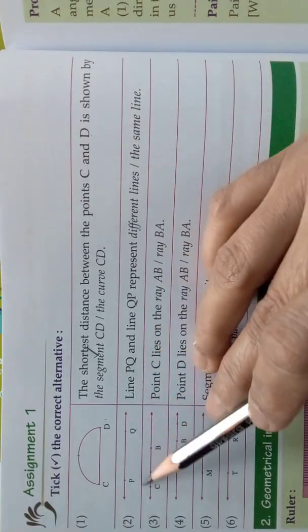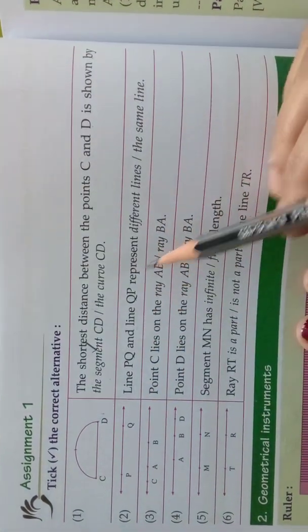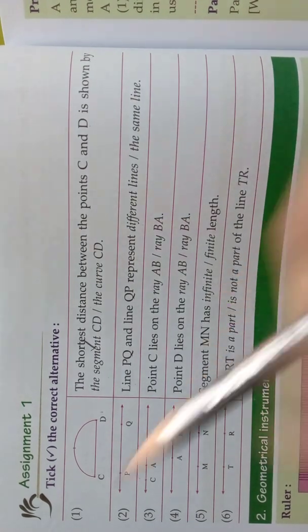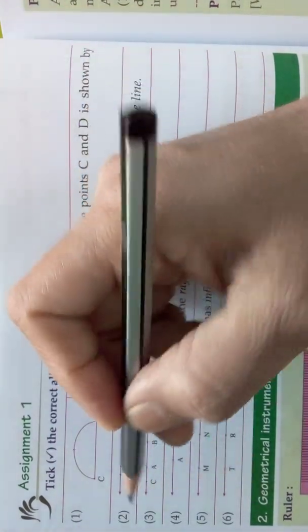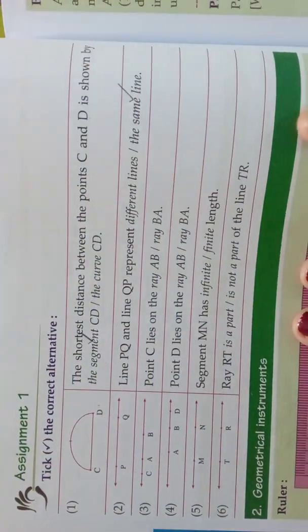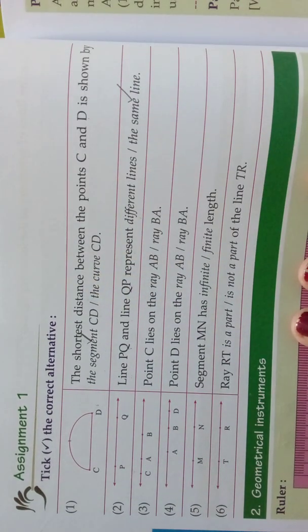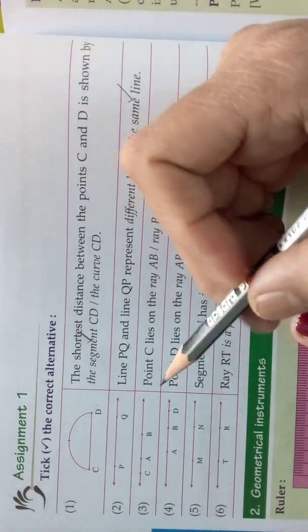Line PQ and line QP represent different lines or the same line? I told you, we can write it as PQ or QP. So it is the same line. Line PQ is the same line, line QP is also the same line. Come, we'll see the third one.